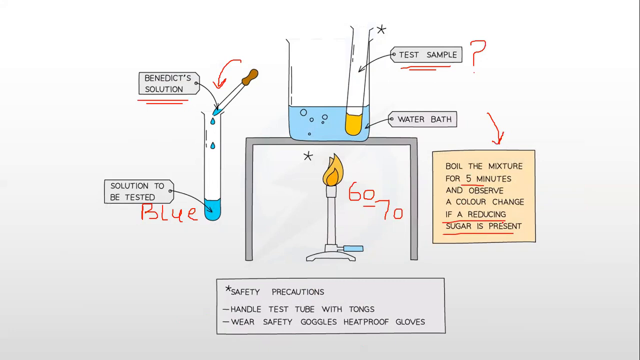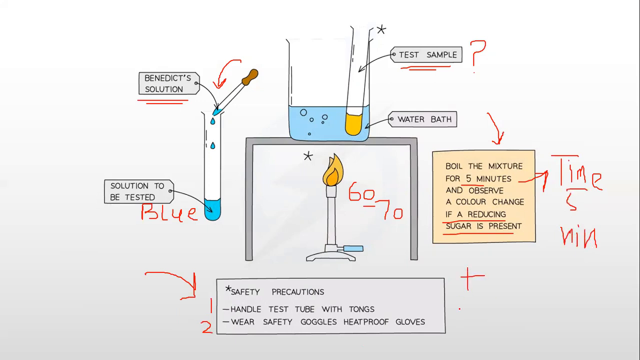Do remember this, at the end of the class I'll be asking you how the Benedict test is carried out. So first, what did you do? You took the test sample, added a few drops of Benedict solution, and heated for 5 minutes. At what temperature? From 60 to 70 degrees Celsius. Some of the safety precautions you can take: number 1, handle the test tube with tongs, and number 2, wear safety goggles or heat proof gloves. And the time is approximately 5 minutes.